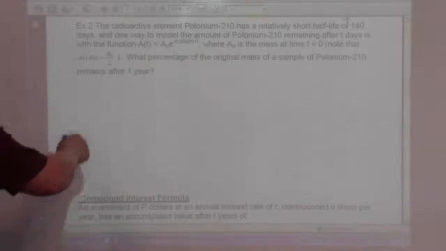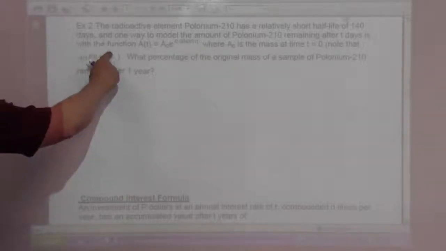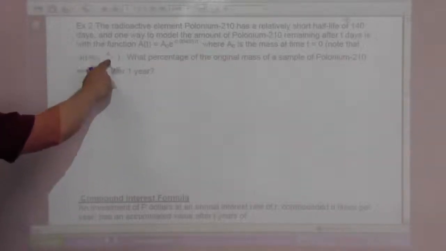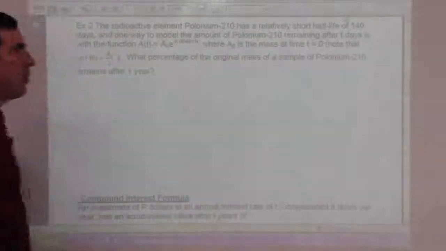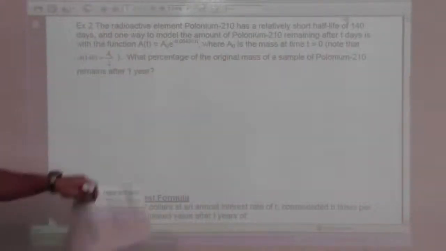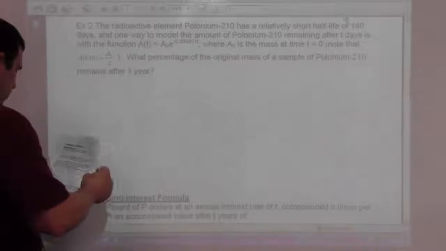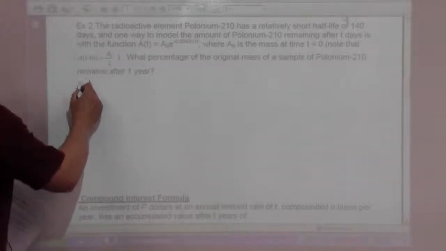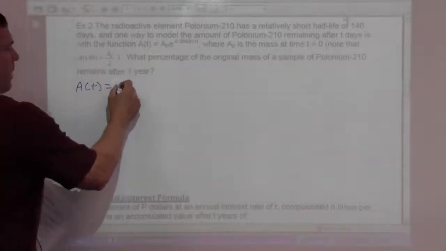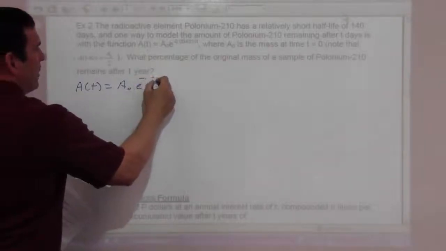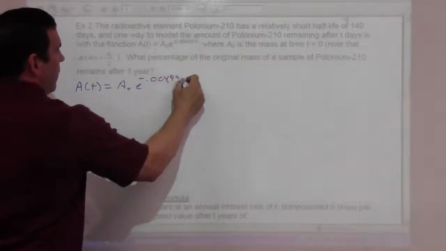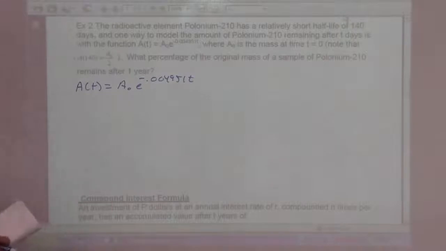Note that A of 140 will have the initial amount over 2, because half of it's gone. That's what the half-life means. Half of your initial amount is gone. So what percentage of the original mass of the polonium-210 remains after 1 year? So A of t equals A naught e to the negative 0.004951 t. After 1 year, we'll go with the year being 365 days.